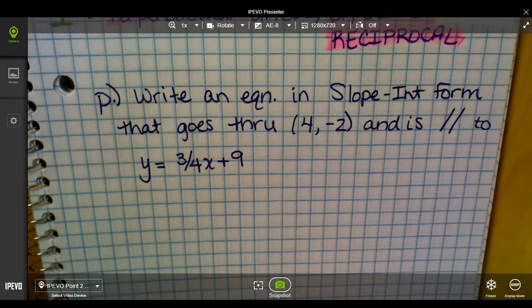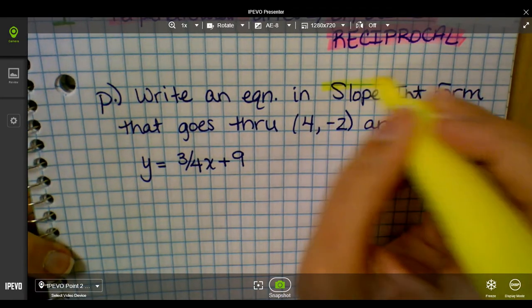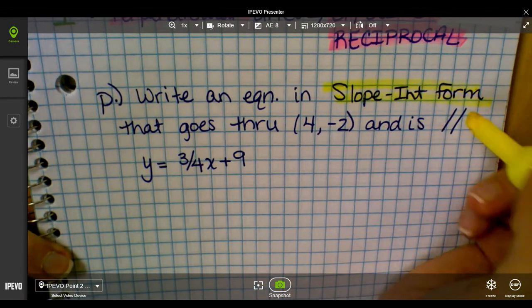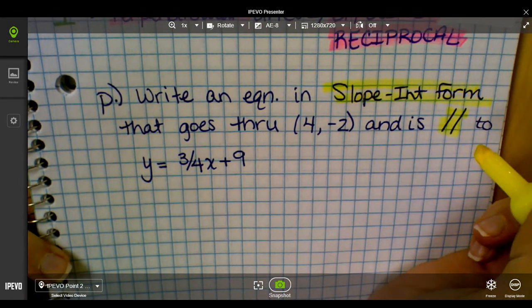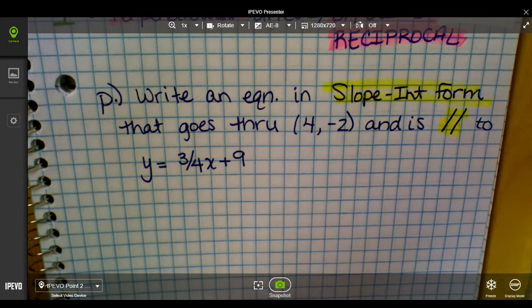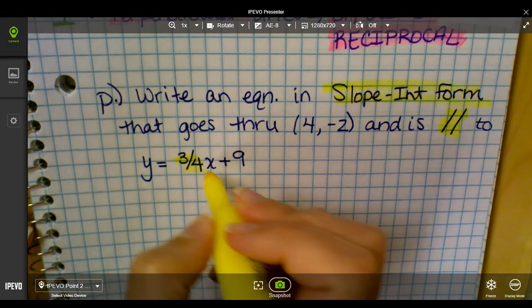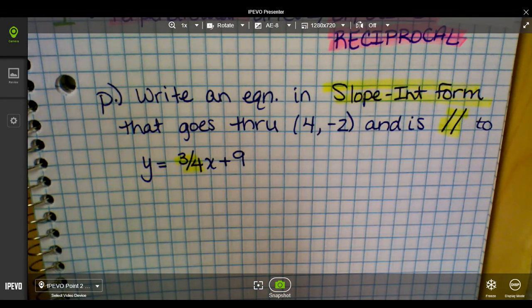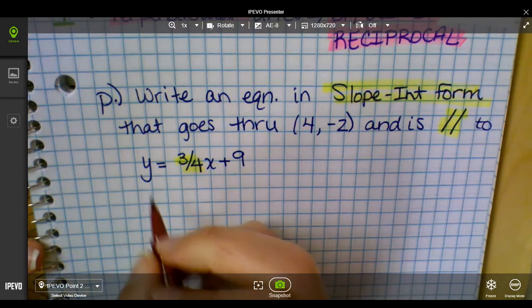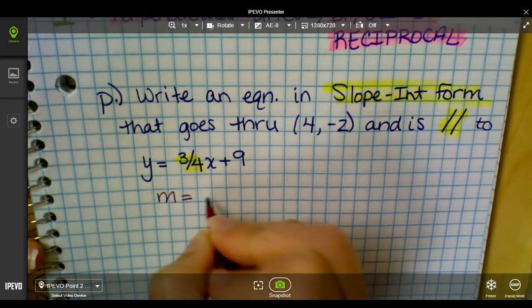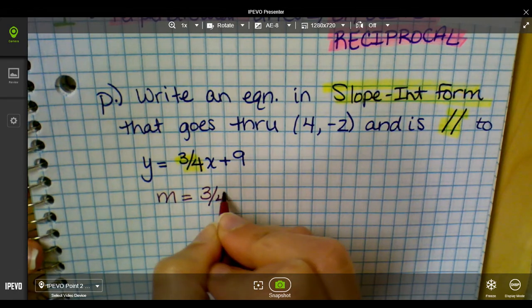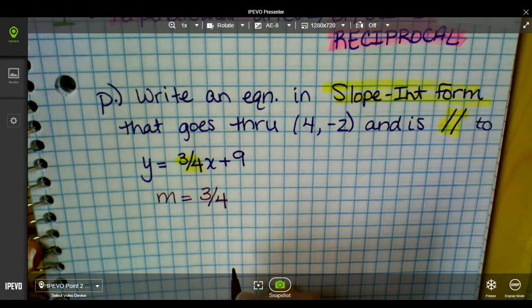A couple of things I need to know here. Ultimately, I want the equation in slope-intercept form. I want it to be parallel to this line, which means I want the exact same slope. What I want you guys to do always is write down what you need. If I want a line parallel to this one, I need whatever slope they have over here, the exact same slope. So my m has to be 3/4.